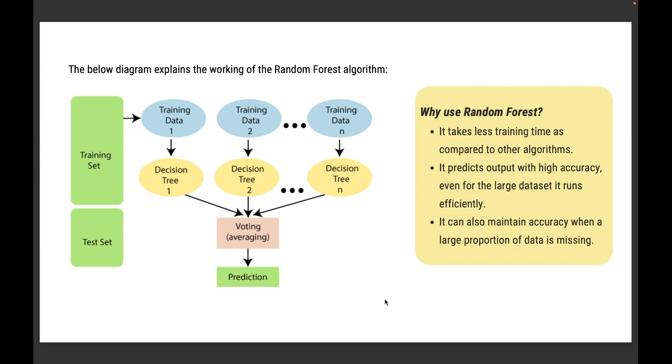The most important question that arises here is why we use random forest. Random forest is used because it takes less learning time as compared to other algorithms. It predicts the output with high accuracy, and even for a large dataset it runs efficiently. It can also maintain accuracy when a large proportion of data is missing.